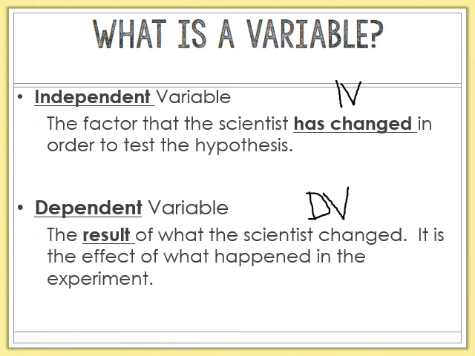Then you have a dependent variable, and we call that DV. Okay, and that is the result of what the scientist changed. You have absolutely no control over this. So the independent variable is what you change. So independent, I change. IV, I change. Dependent variable, no control. It's what happens because you change something. And it is very important that you understand these two.